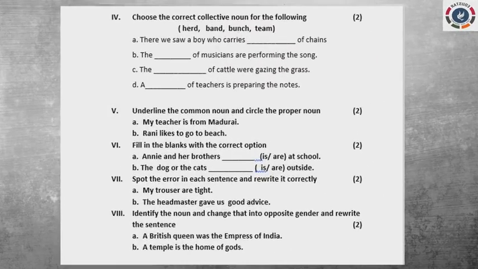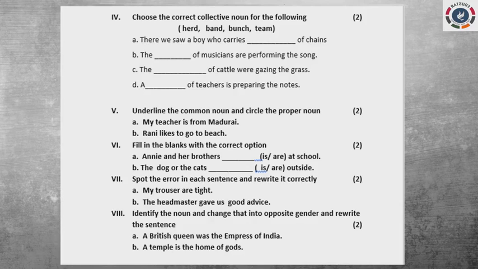Kids, now we will see about 4th to 8th Roman letter from section C. Choose the correct collective noun for the following. 4 choices I have given and 4 questions I have given. You have to choose the correct choice for the blank given.